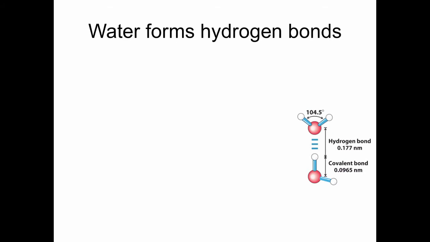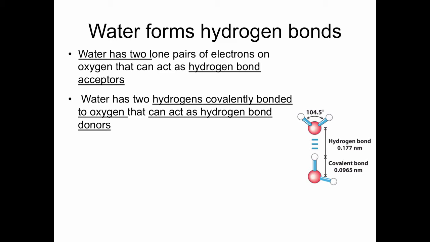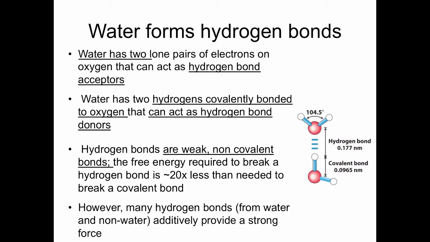An important feature of water is that it forms hydrogen bonds both with itself and other polar molecules. Water has two lone pairs of electrons on the oxygen. These lone pairs of electrons can act as hydrogen bond acceptors. Water has two hydrogens that are covalently bonded to oxygen that can act as hydrogen bond donors. These hydrogen bonds are weak, non-covalent bonds. In fact, the free energy required to break a hydrogen bond is 20-fold less than needed to break a covalent bond. However, if there are many hydrogen bonds, additively, these hydrogen bonds can provide a very strong force.